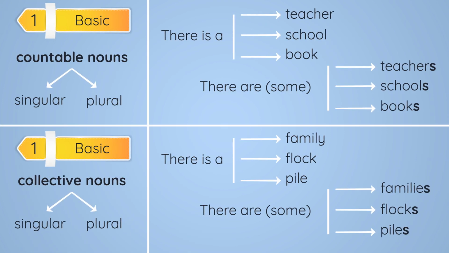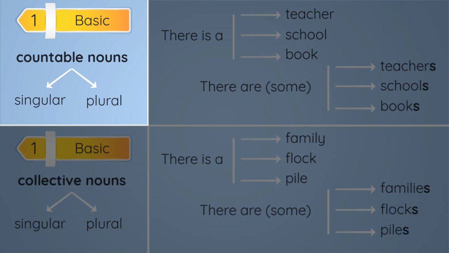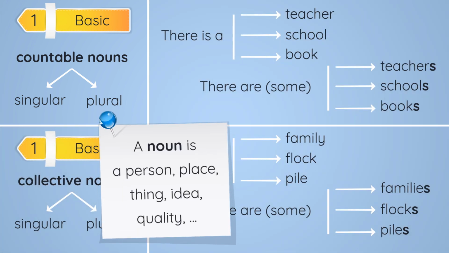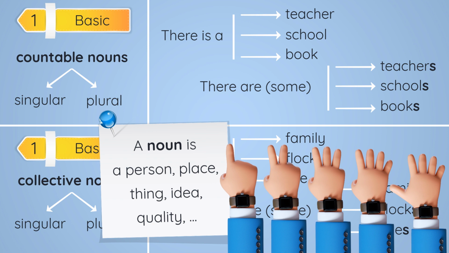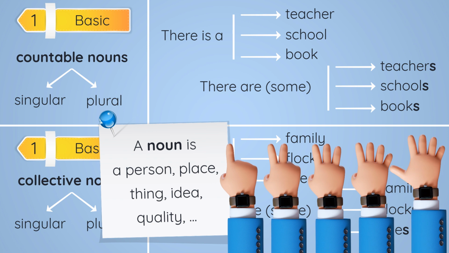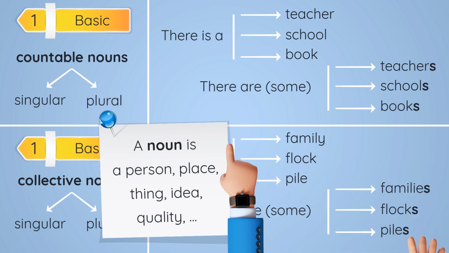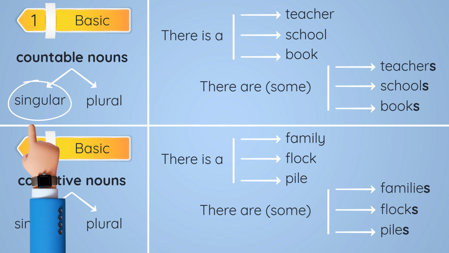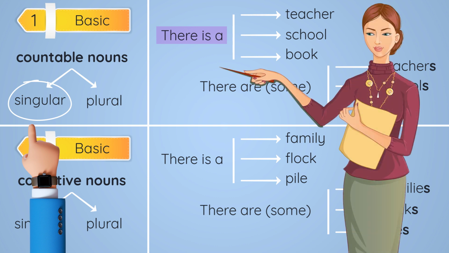So first, this is where we have a situation with countable nouns. So if after there is, we have a noun. A noun is what? A person, place, thing, idea, quality. Okay? So if we have a noun, which we can count, then what happens? You could have a singular noun, which means one noun, one person, place, or thing, or you could have a plural noun, which means more than one. Let's see what happens when we have one. When we have one, we say there is. There is a teacher in a classroom.